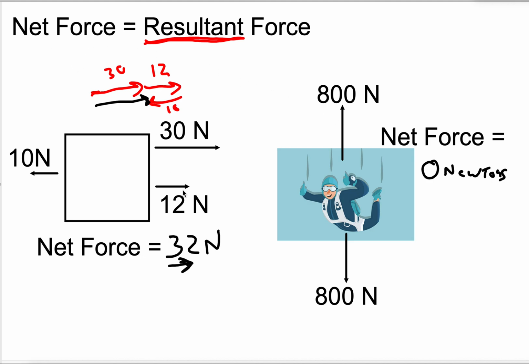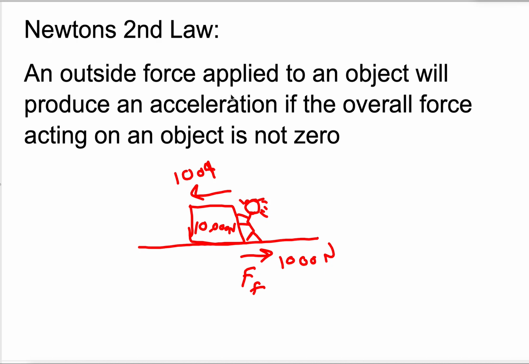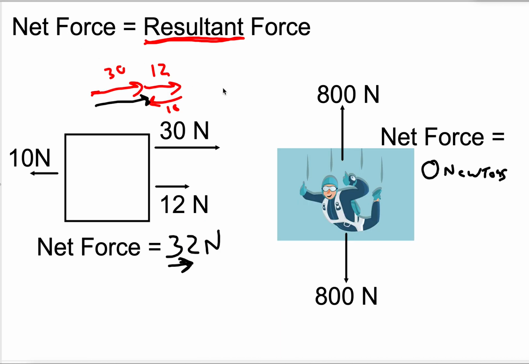Wait, when it's 0, that means that there's no acceleration? Yeah, that is exactly right. So when the net force is 0, if we go back to Newton's second law, it says that in order for there to be an acceleration, the net force acting on the object cannot be 0. In this case, when you're skydiving and your weight and air resistance are exactly the same, the net force is 0, that means you're not accelerating.